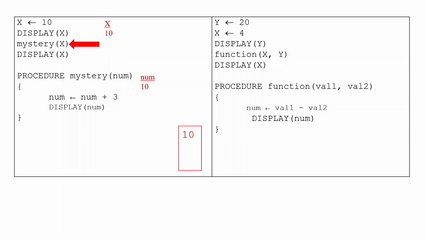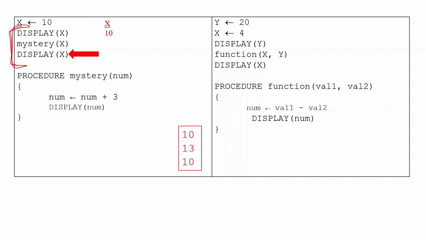And then down in mystery, num is going to be 10. Okay, num gets the value of 10. So you pass the value of 10, num becomes 10, and then in the procedure, what happens to num? Well, num gets 3 added to it, and then gets stored back into num, so that becomes 13, and then you display num, so you display 13. And then the procedure is over. You jump back up, and you are going to finish the last line of code, which is display X. And X is actually still 10, so you display 10, and then your program is over. So you go 10, 13, and 10 with these 3 lines of code.